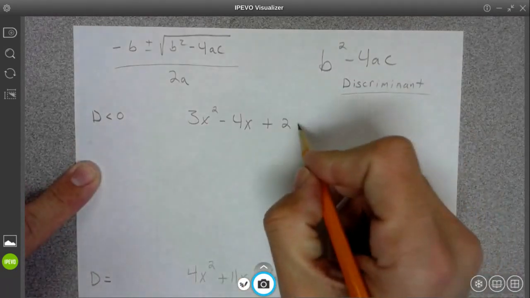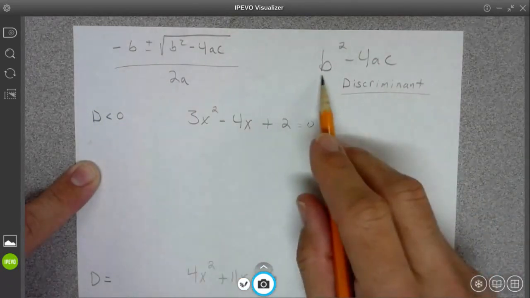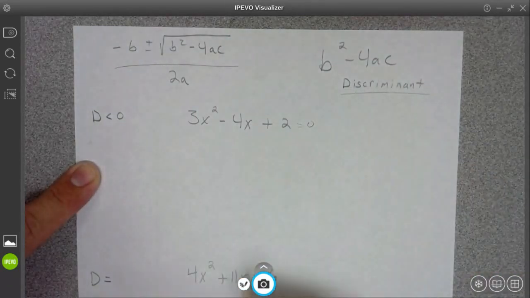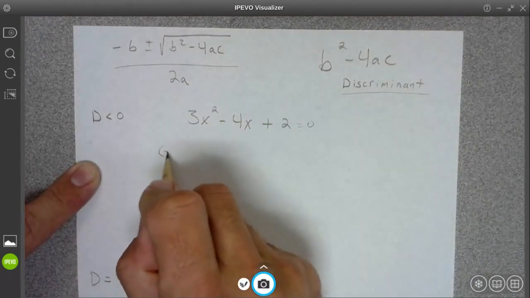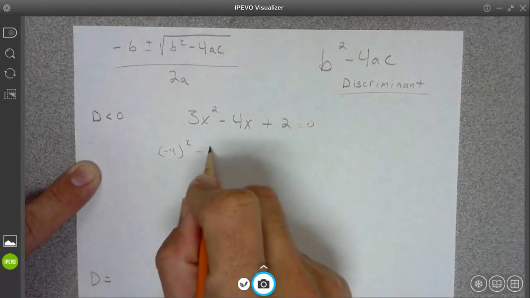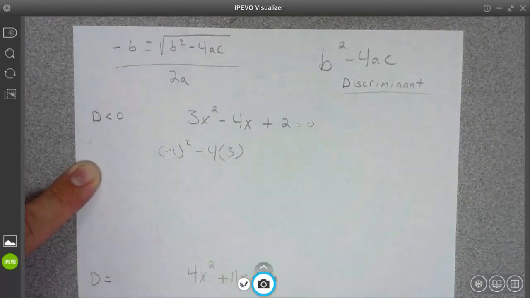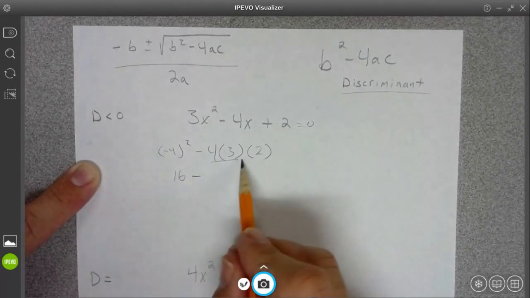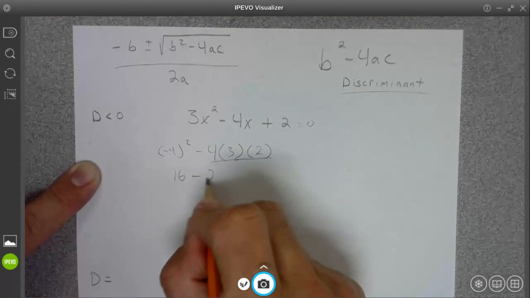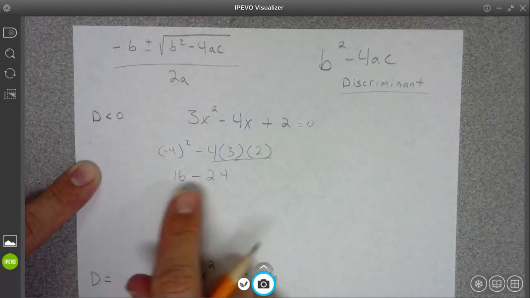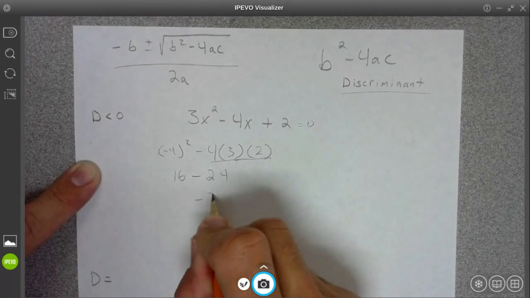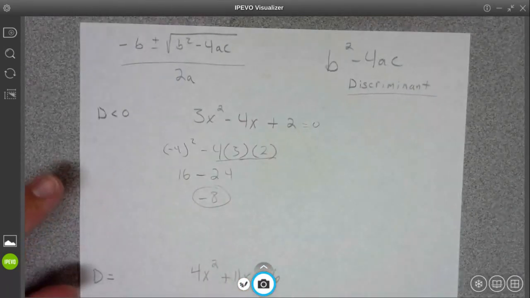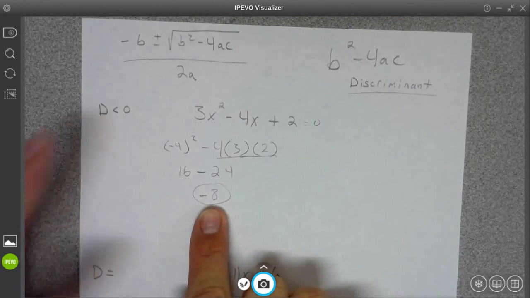All right. So we're not actually going to solve this thing. We're just going to do this part, the b squared minus 4ac. So b squared is going to be negative 4 squared minus 4 times a, which is 3, times c, which is 2. Negative 4 squared is 16 minus, because there's no other negatives, 4 times 3 is 12. 12 times 2 is 24. All right, so we get 16 minus 24, and that is negative 8. That is our discriminant.